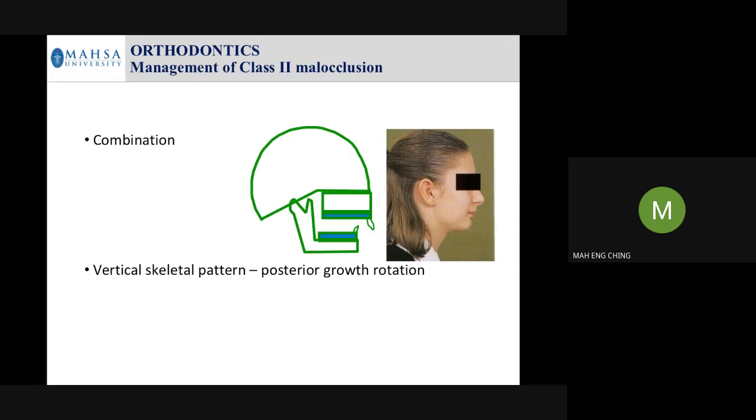If a Class 3 patient opens the mouth, it makes them less Class 3. If a Class 1 patient opens the mouth, they make themselves more Class 2. If a Class 2 patient opens the mouth, the mandible rotates backward and makes it a more severe Class 2. So with the vertical skeletal pattern, posterior growth rotation means the mandible rotates backward and makes the patient more Class 2.